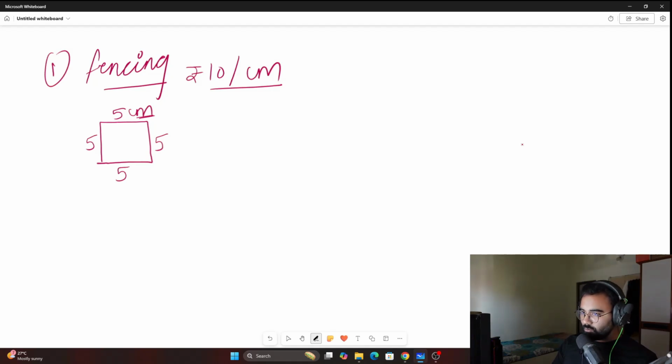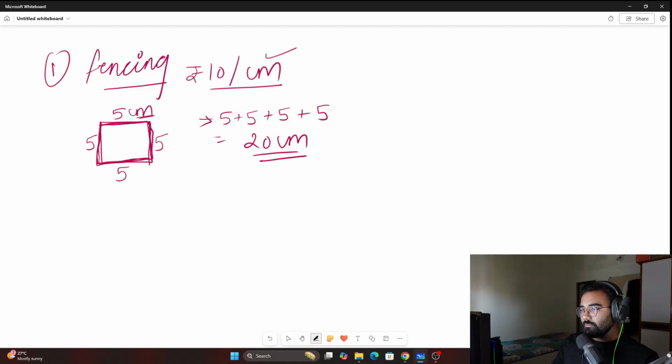So the first step you must do is calculate the total centimeters he would have to fence. Obviously he will fence the periphery. Okay, there is one more learning over there. Periphery comes from the same root as perimeter. So what will be the perimeter of this farm? It would be 5 plus 5 plus 5 plus 5. That gives you 20 centimeters.